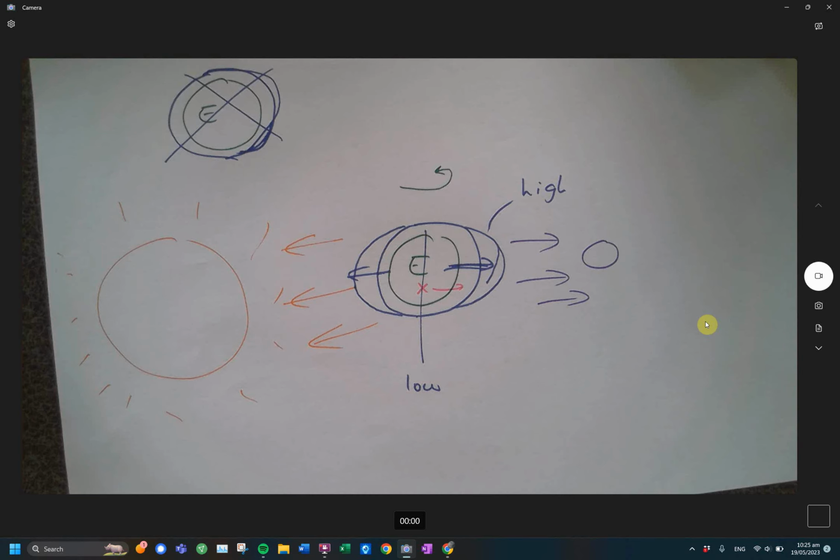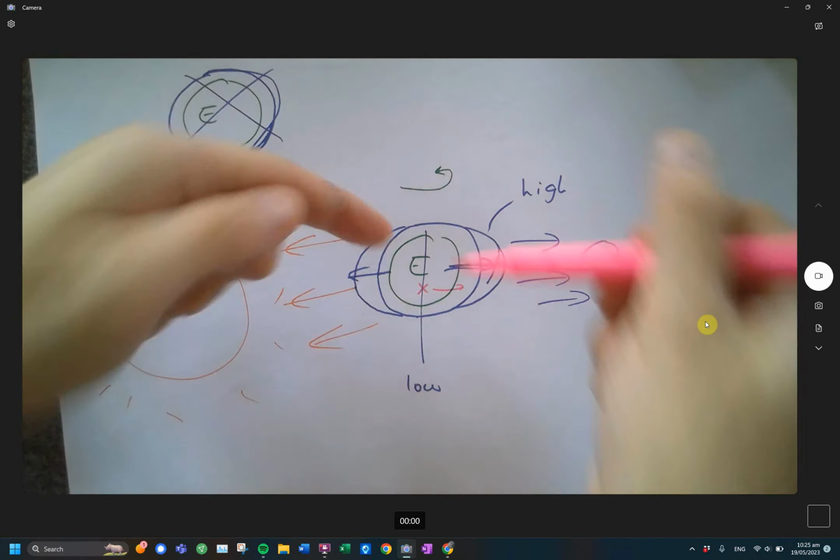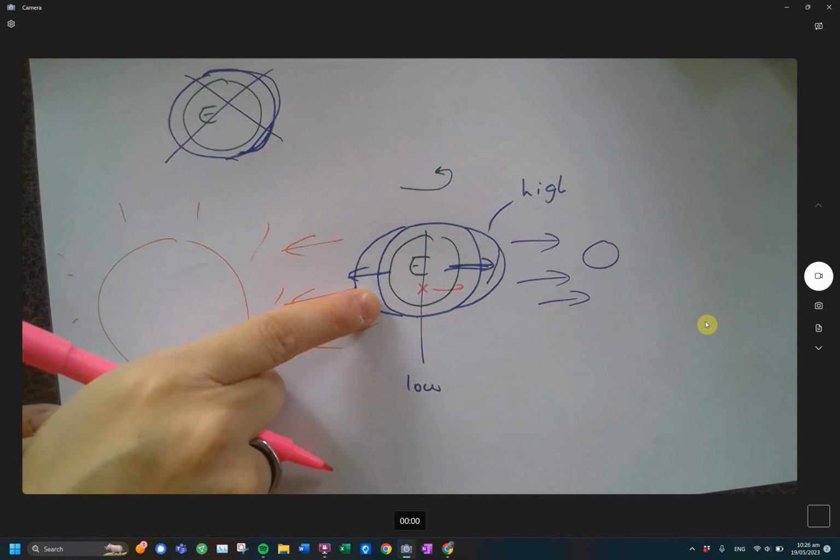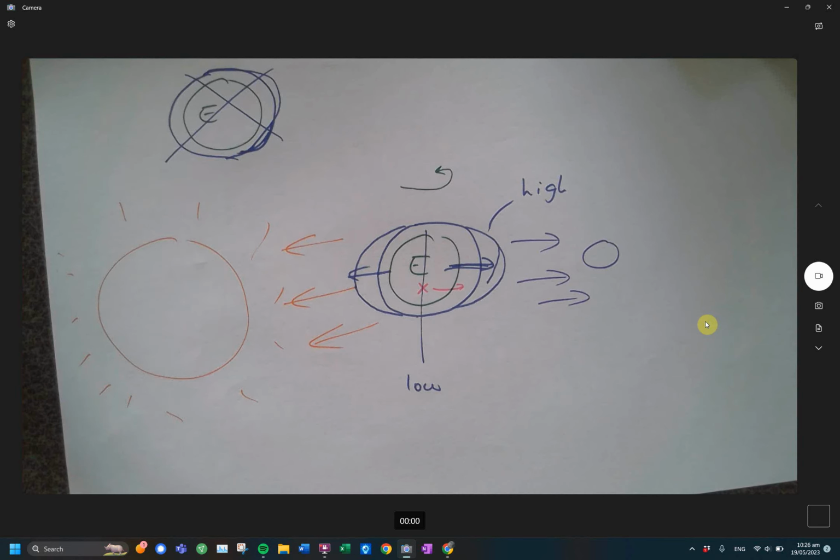And then another 6 hours later, we're going to be on the other side, and we're going to be in a low tide again, so the water goes back out. And then we rotate some more. We're then in this position here. We're going to be in a high tide. So that's going to make the water come back in. So that's why we have 2 high tides a day and 2 low tides a day.